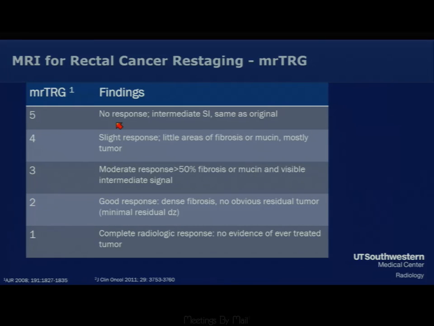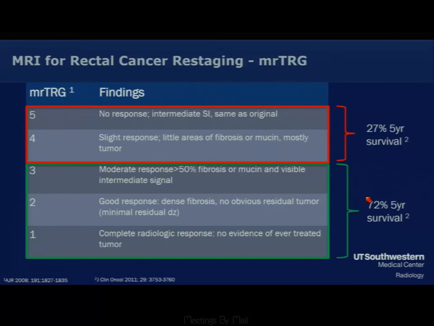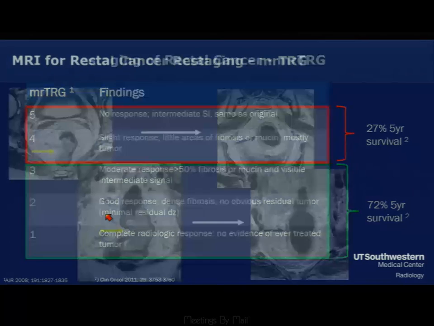So there's this five-grade scale here. 5 is no response, maintain intermediate signal intensity, same as the original pre-chemoradiation tumor. 4 is slight response, 3 is moderate response, more than 50%, 2 is good response, mainly fibrosis, and 1 basically is where there's not any evidence of ever even treated tumor. So this is important because MRTRG 4 and 5, pretty low survival, 5-year survival compared to 72% for MRTRG 1, 2, or 3. And so let's go through some examples.